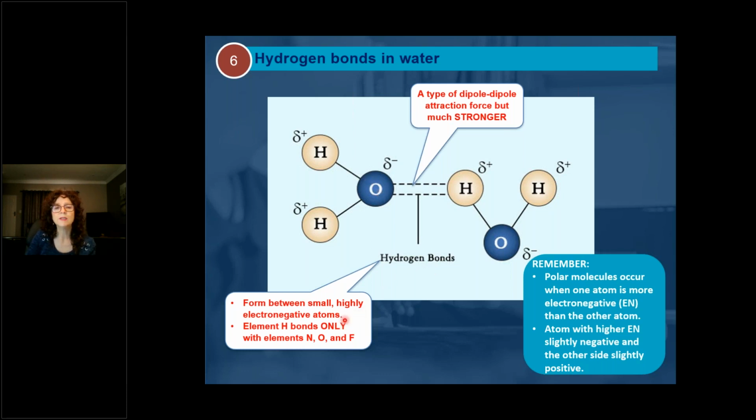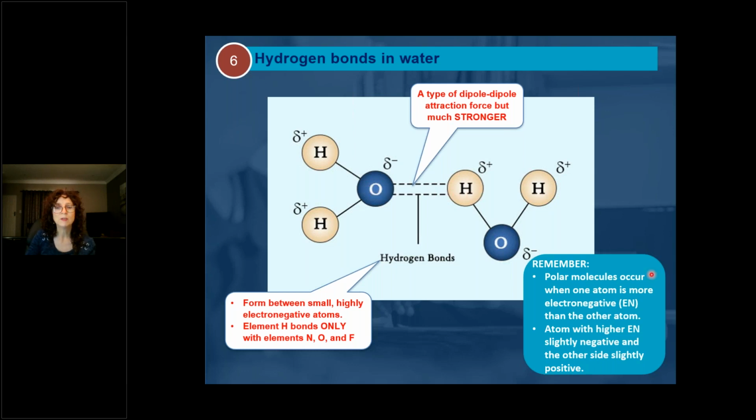It forms between small, highly electronegative atoms. So it must be between the oxygen of one water molecule and the hydrogen of the other water molecule. The straight lines that you have here are interatomic bonds. But the dotted line between the oxygen side of this water molecule and the hydrogen side of that water molecule is the hydrogen bond.